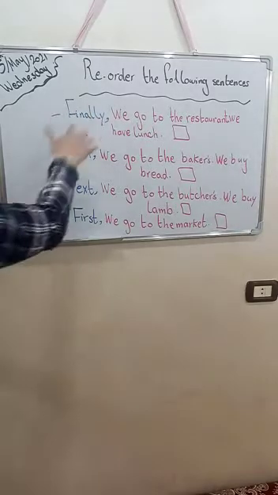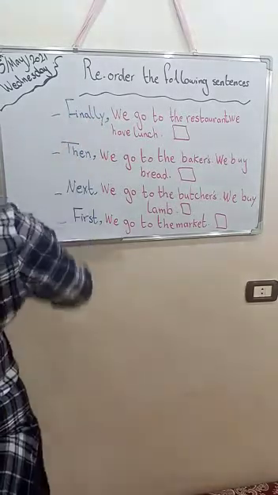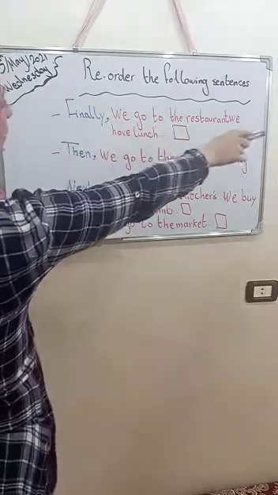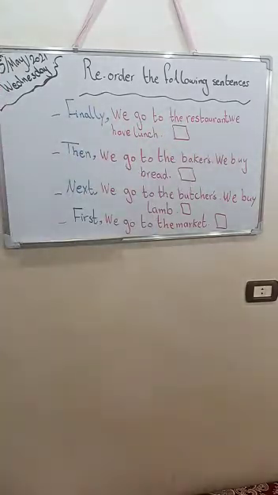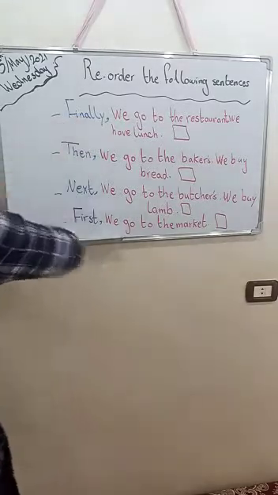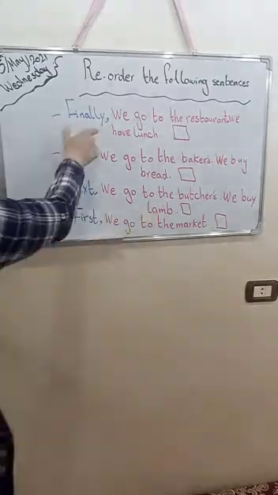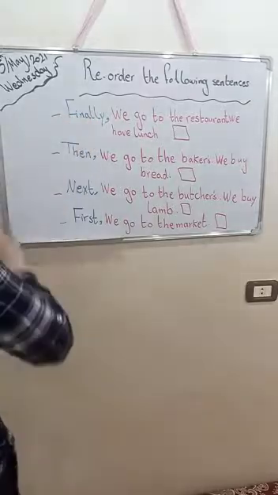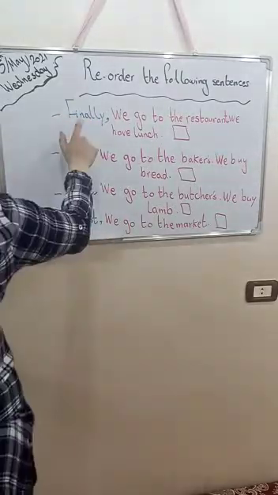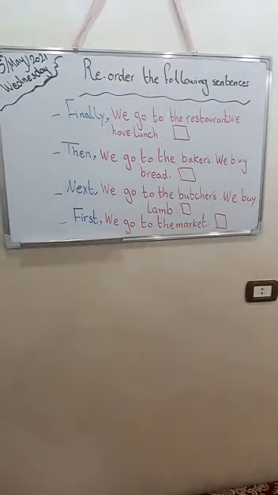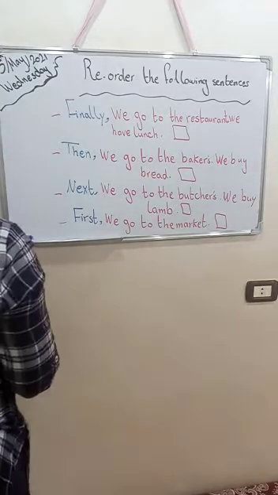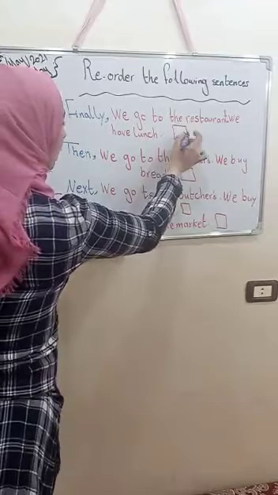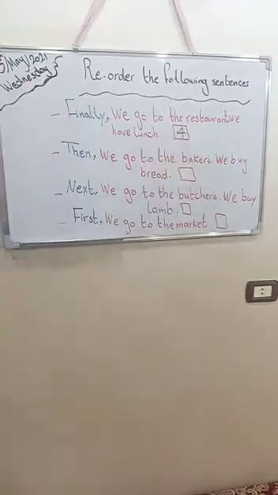Now, finally, the first sentence. Finally, we go to the restaurant. We have lunch. Finally, we said that we use finally with the last step. So finally, you have to write here number 4. Okay, number 4.